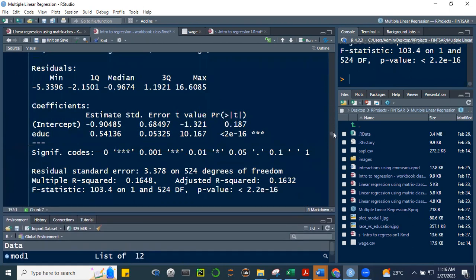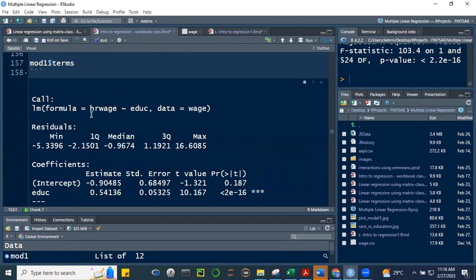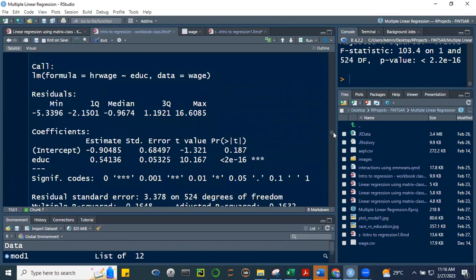Okay, so we have here details about, first is the formula, and then the residuals, which is very important. Later on, we're going to discuss in greater detail diagnostic tests, because it's not enough to generate a model. It's also important to see if our model is valid by looking at the residuals.